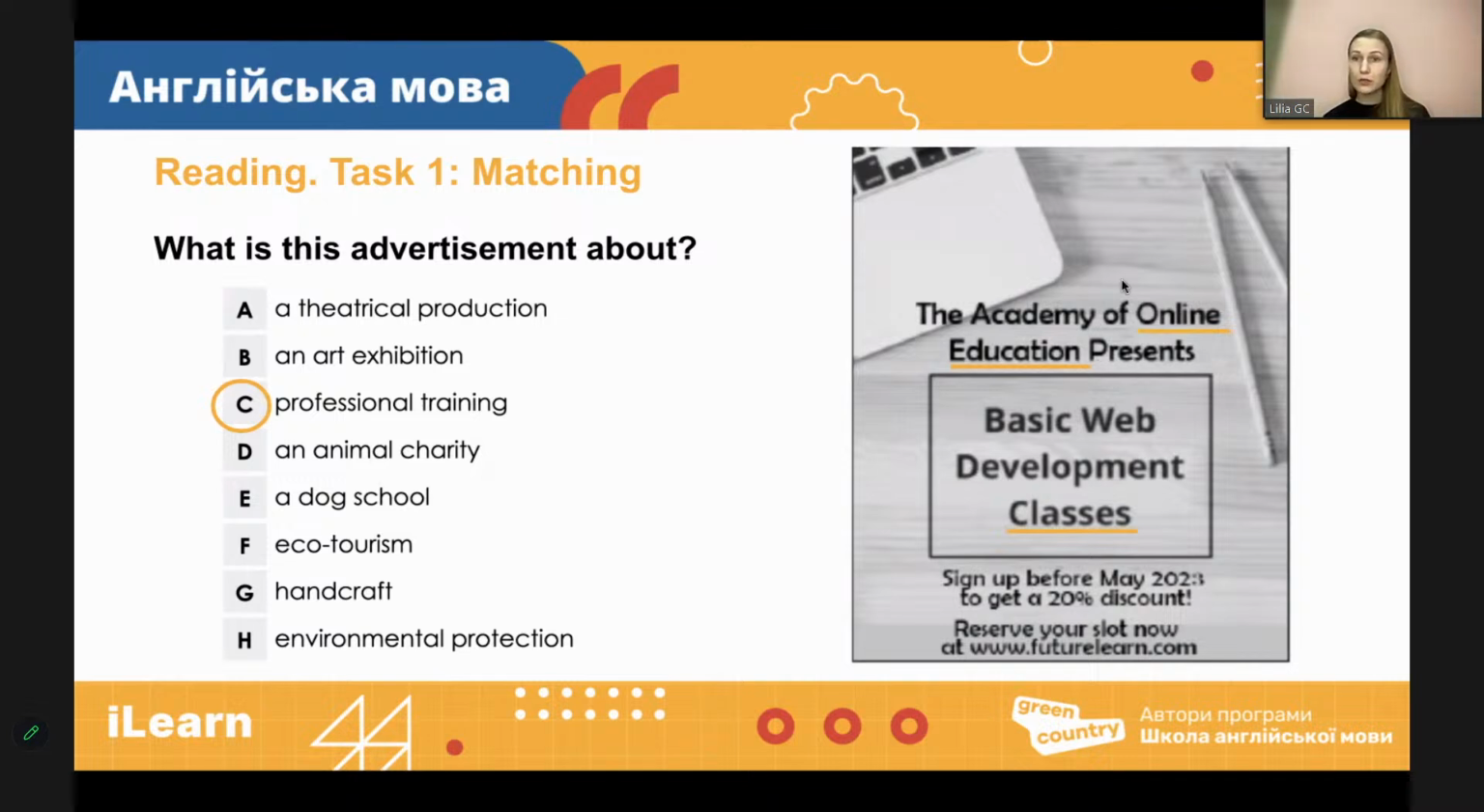But before that, also we have some keywords that help us. So for example, education, classes, and even the website Future Learn gives us the idea that it's not some job vacancy, but educational stuff.